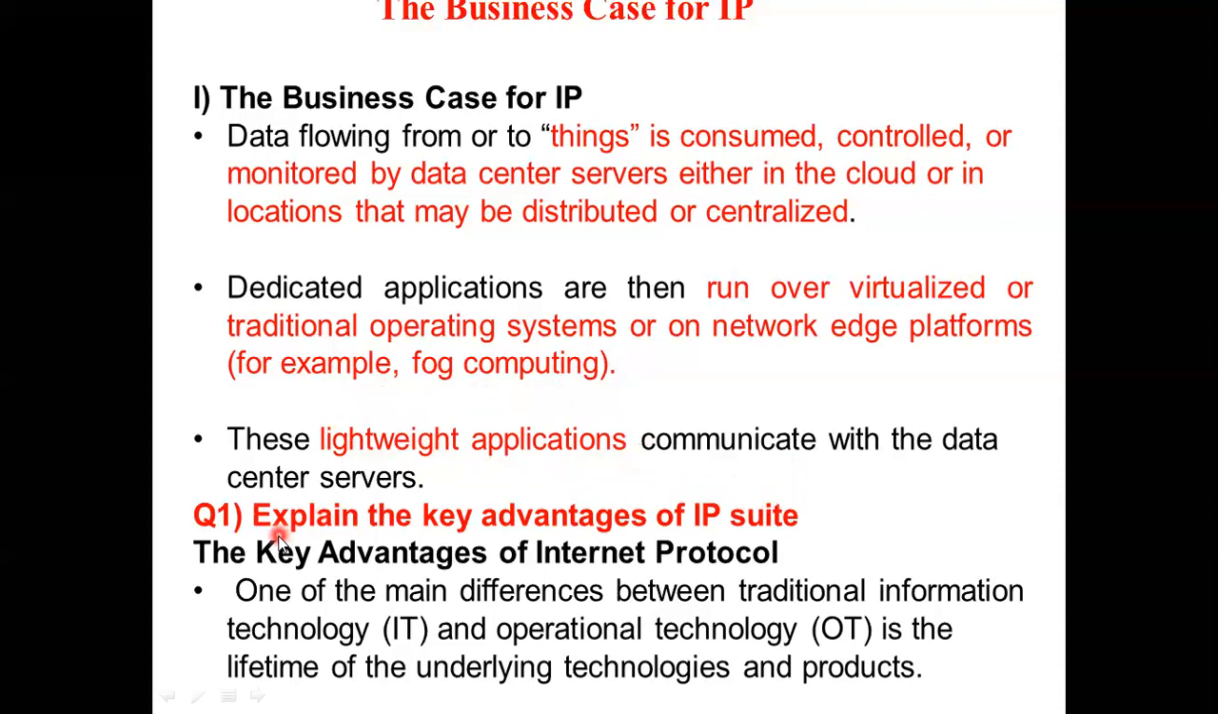Next, we will see the first question here in Module 3: Explain the key advantages of the IP suite. Here it is going to give some basic knowledge. One is IT, which is what we are currently using. It is the IT industry. And what is the aim of the OT industry? What is OT? Operational technology. That means the industrial machines have to work automatically, without or with less help from human beings. That is called operational technology.